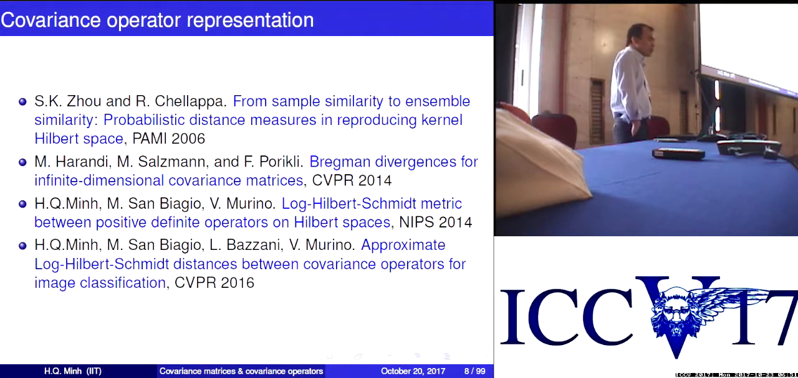Let me mention some of the work on covariance operator representation in computer vision. It was done a while ago by Zhou and Chellappa, on probabilistic distance measures in reproducing kernel Hilbert space, in PAMI 2006, and Harandi, Mehrtash, Salzmann and Fatih Porikli did infinite dimensional covariance matrices in computer vision using the Bregman divergence in CVPR 2014. Then in our group, we generalized the log-Euclidean distance to something we call the Log-Hilbert-Schmidt metric in NIPS 2014, and then did an approximate version of this in CVPR 2016. We have also been working on the log-determinant divergences, a much more general direction. Some of it is still undergoing development, so I will mention some of the work on the log-determinant divergences later on.